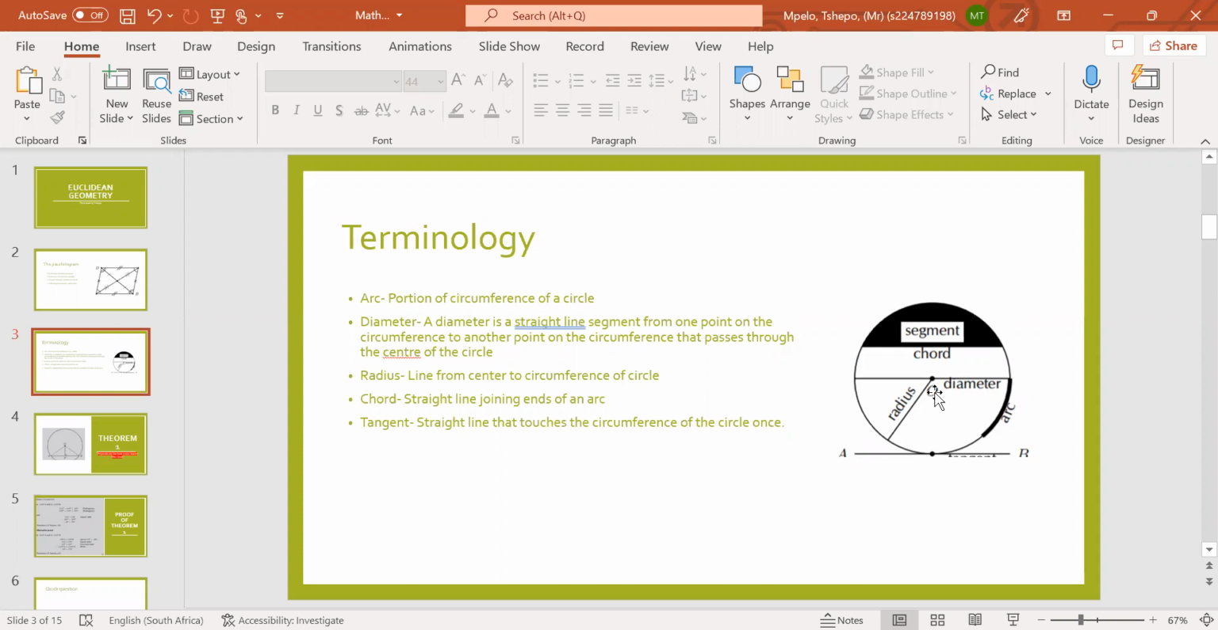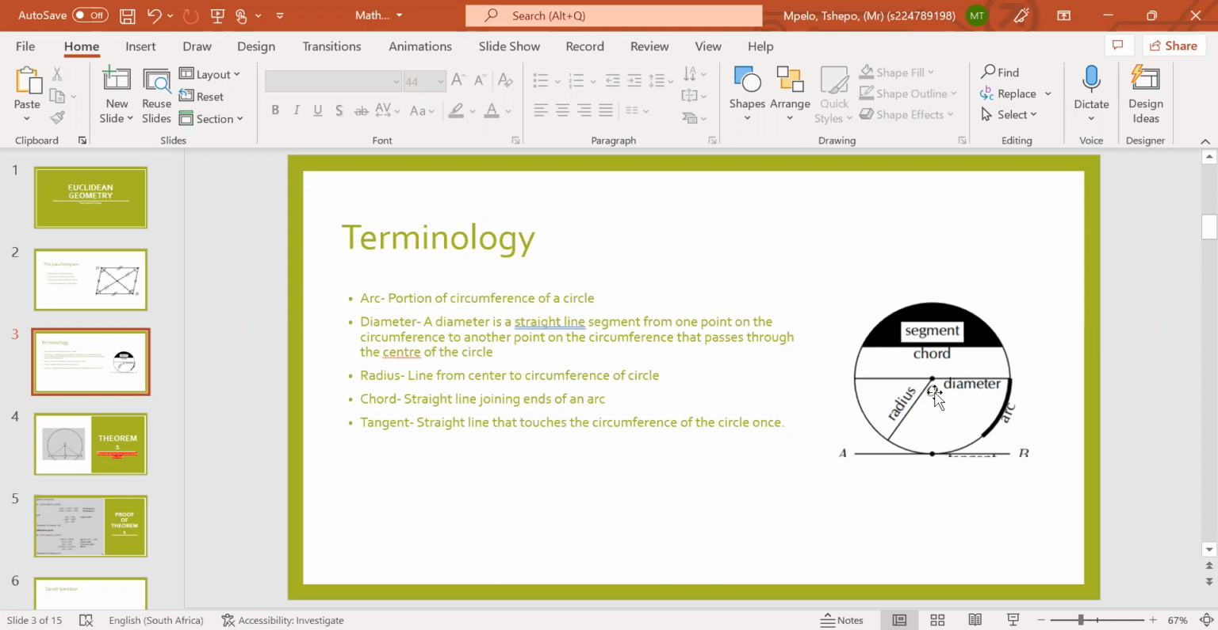Now, the radius. The radius is any line from the center to the circumference of the circle. So the requirement is that it can be any line as long as that line is from the center to the circumference of the circle. Understood? Okay.